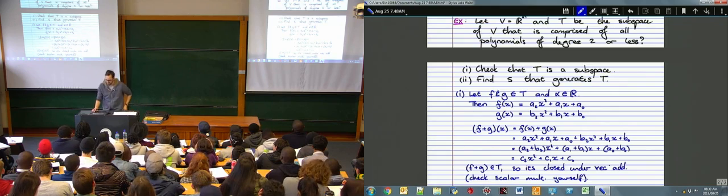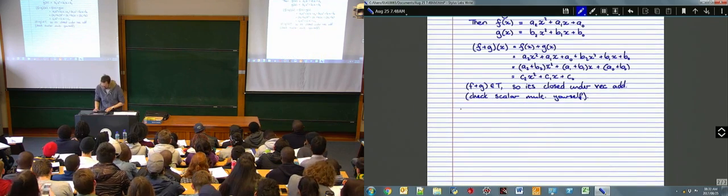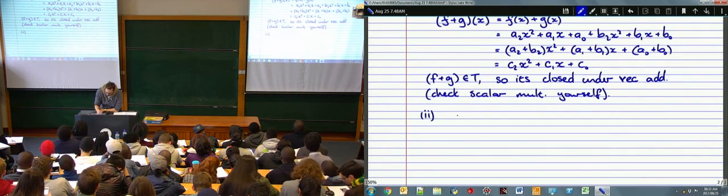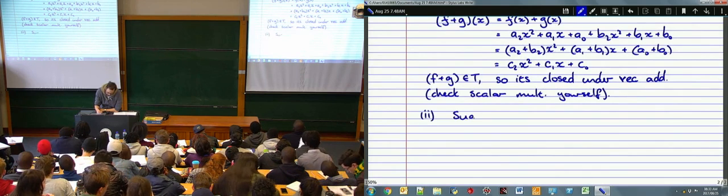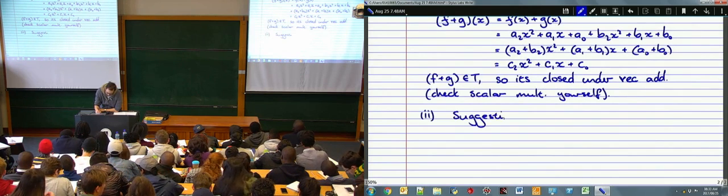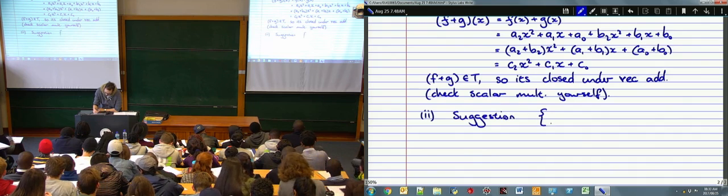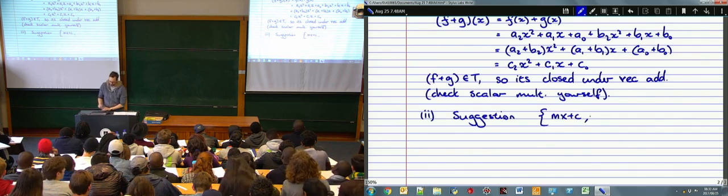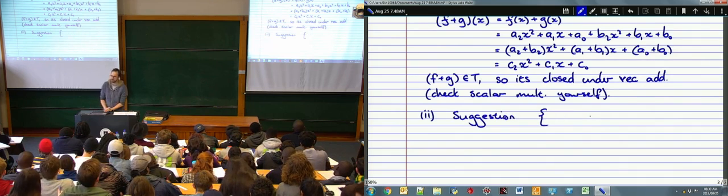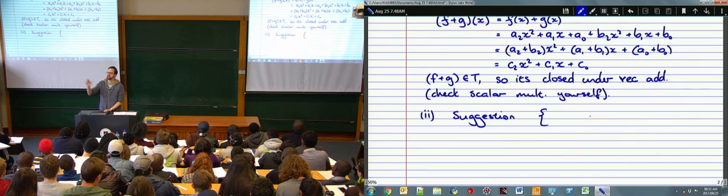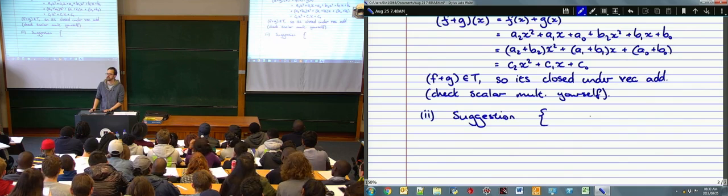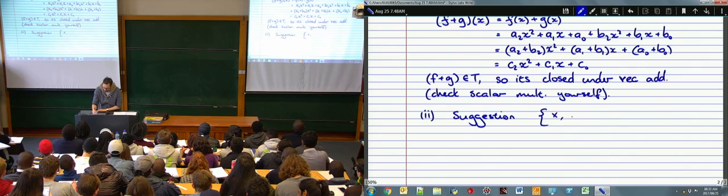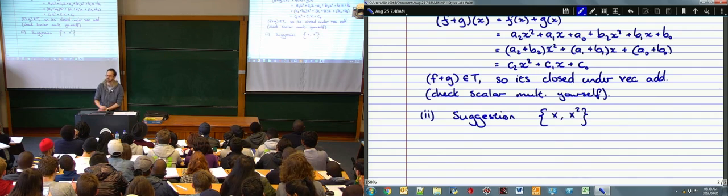Okay, so your suggestion is we take something like this. Let's just zoom back in because we're going to start writing. So we just take something like this, mx plus c. Now we really want to work with just a specific set, so the specific equation of a straight line. So let's just take the simplest straight line we can think of, x, and let's just take the simplest polynomial that we can think of, x squared.